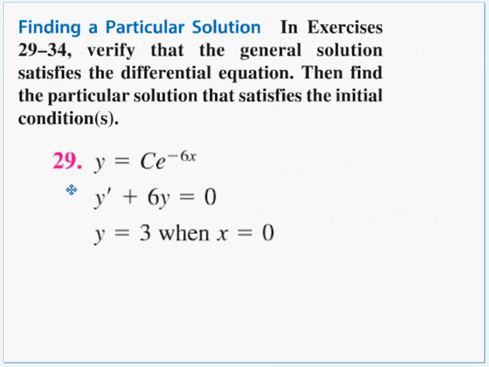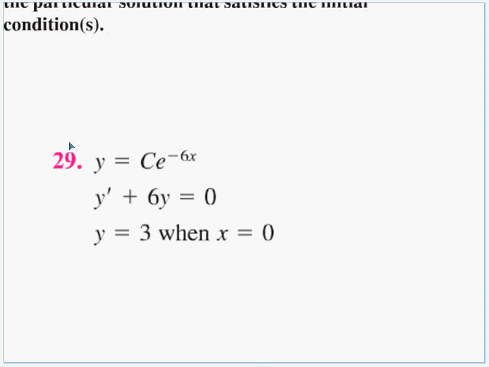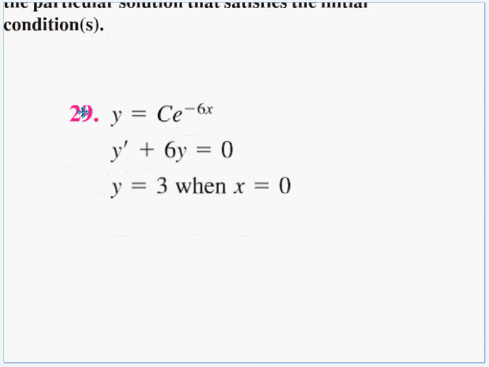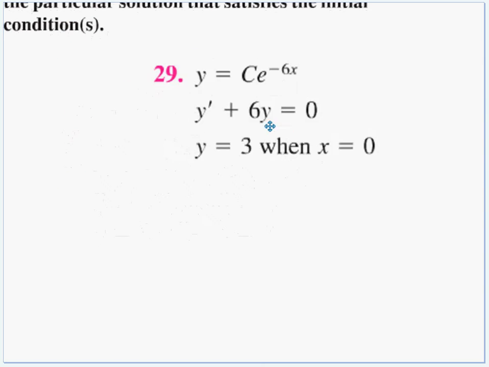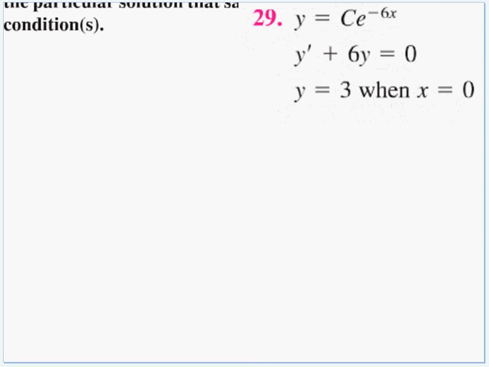And then here in 29, we're going to find a particular solution. First, we're going to verify that the general solution does satisfy the differential equation, and then we'll find the particular solution that satisfies the given initial condition. If you're sick of listening to me, this is a red problem, so you could go check this one out on CalcView.